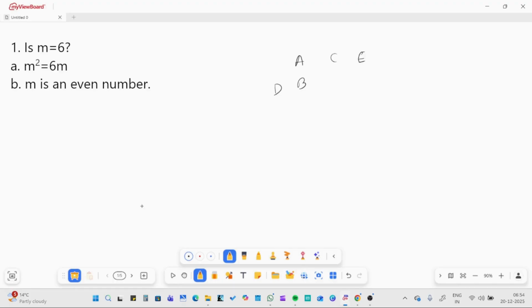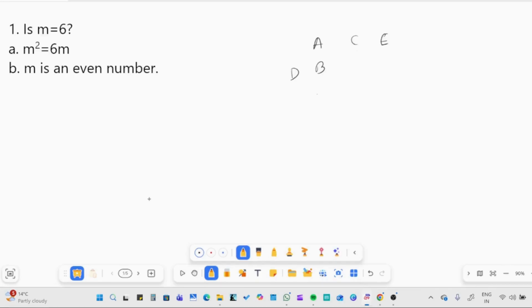A stands for statement A alone is sufficient. B stands for statement B alone is sufficient. D means either statement A or statement B is sufficient. C means both statements A and B together are sufficient, and E means neither nor.